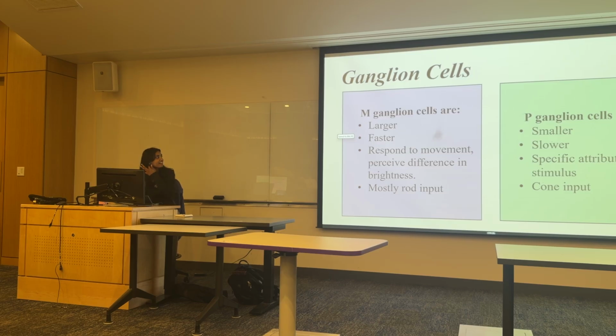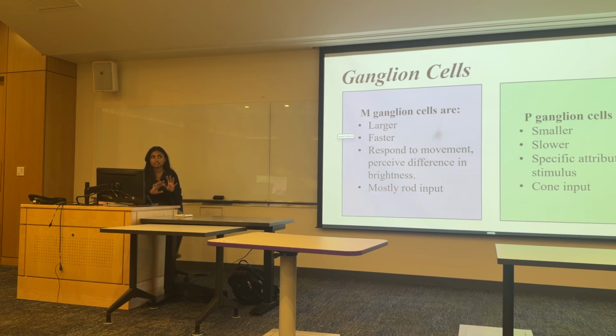Okay, ganglion cells. You do have two types of ganglion cells. So you have something called M ganglion cells. These are larger, faster, and they mainly respond to movement in a visual field and also differences in brightness. And these ganglion cells mainly get rod input. And then you have P ganglion cells, which are smaller, slower, and these are the ones that are responsible for detecting specific attributes of a stimulus, for example, color, shape, texture, and these are mainly used during cone input.